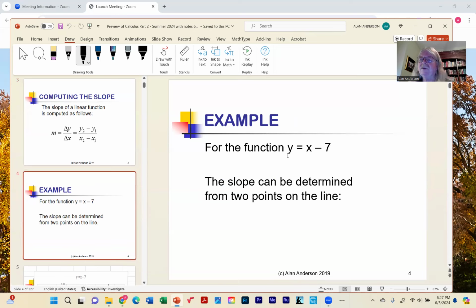Here's a classic example of a linear function, y equals x minus 7. So it's clear to us that the slope is the coefficient of x, which is actually 1. There's an implied 1 here. And then, of course, the intercept is this constant, -7.